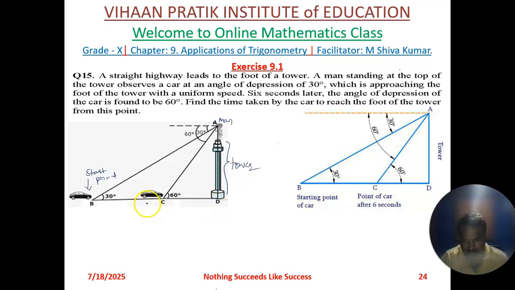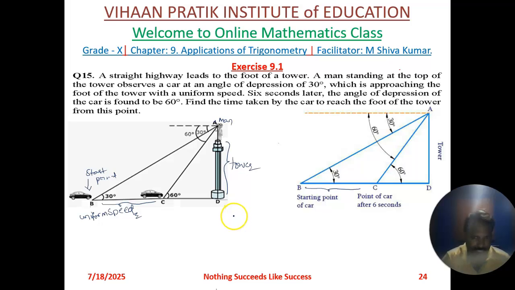We don't know the distances. Speed is not given either, it only says uniform speed. That is the only hint we got. The same is shown here in the diagram. B is the starting point of the car, C is the point after 6 seconds. So this much distance it has traveled.